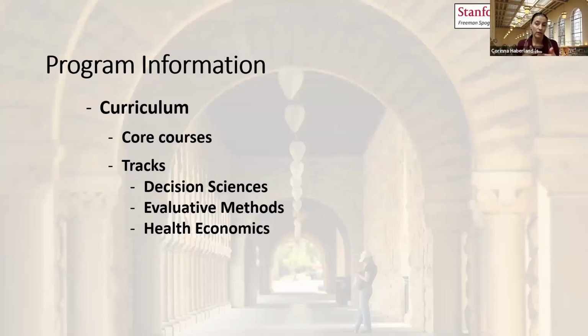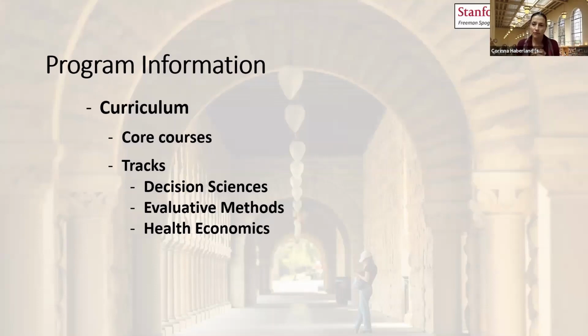And then the tracks will have different expectations in terms of core methods. Economics does a little more in terms of microeconomics and econometrics, whereas Decision Sciences and the Evaluative Methods track also have microeconomics and econometrics, and then have somewhat more specific statistical methods. And then each track is expected to take more advanced field courses, so to speak. And those are also listed on the website.